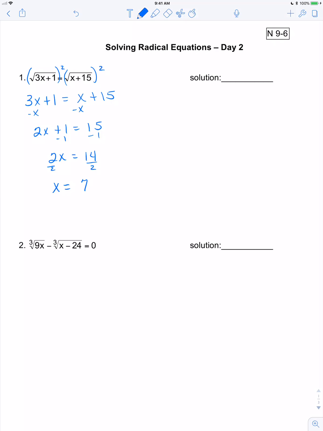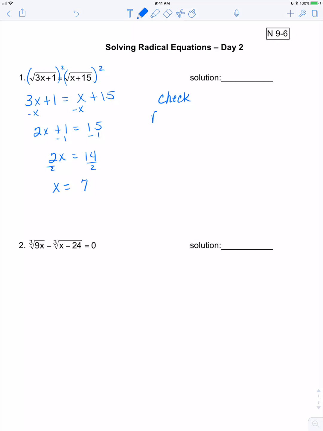So x is 7. Now, you always need to check your answers on these, because there are several that will have extraneous solutions, because when you're dealing with these square roots, sometimes the negatives or even sometimes the positives are not good answers. They do not make the equation true, and so we have to throw those out.